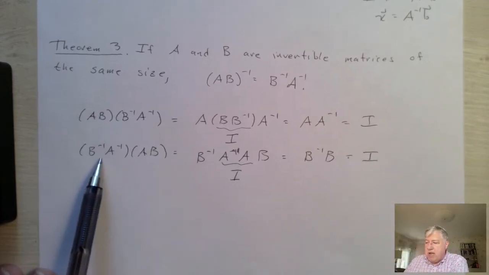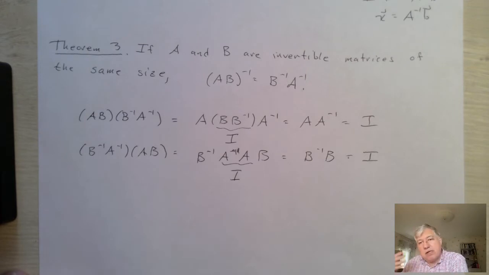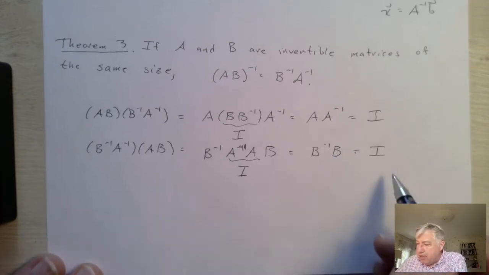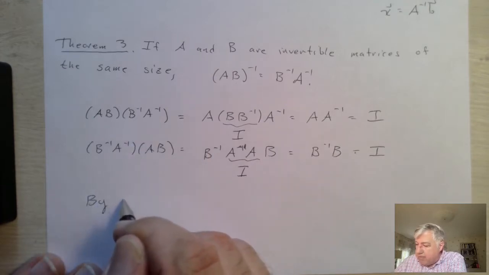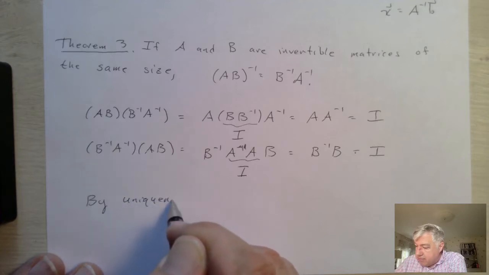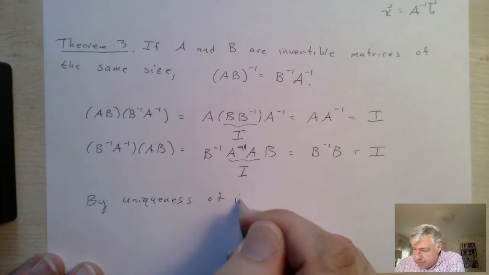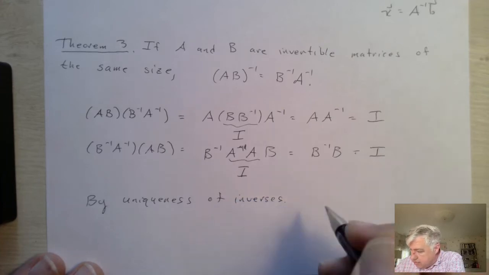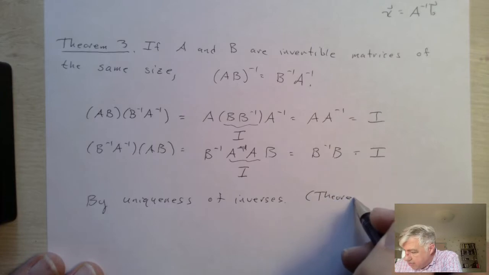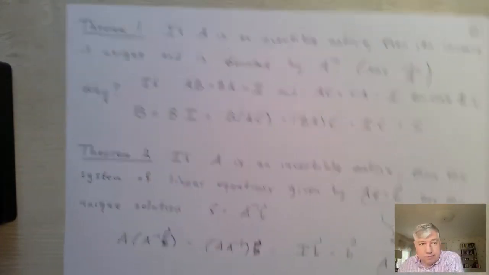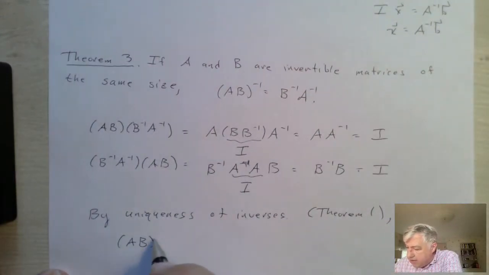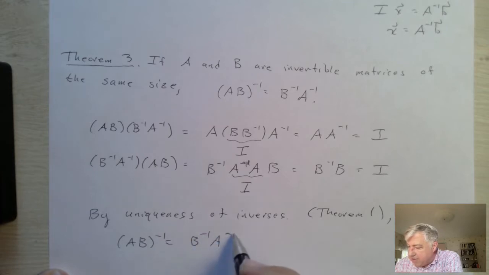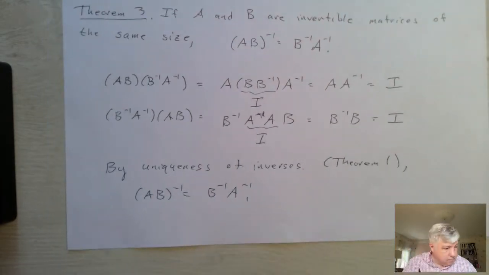All right, so B inverse A inverse does act as an inverse, and because the inverse is unique, it has to be the only inverse, by the uniqueness of inverses. That is theorem 1, which we just had up here. The inverse of AB is in fact B inverse A inverse. So something to keep in mind.